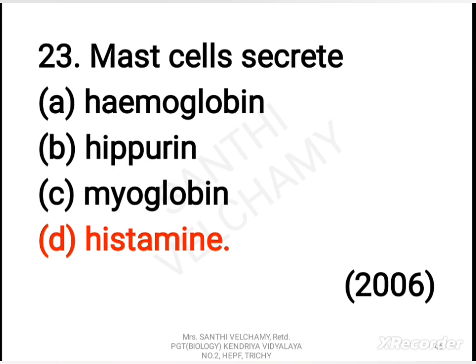Histamine is the correct answer. Why is it the correct answer? Because mast cells are granulated wandering cells found in connective tissue, and their granules contain histamine. It is a vasodilator. It causes runny nose, sneezing and itching, and also narrows the airways in the lungs.